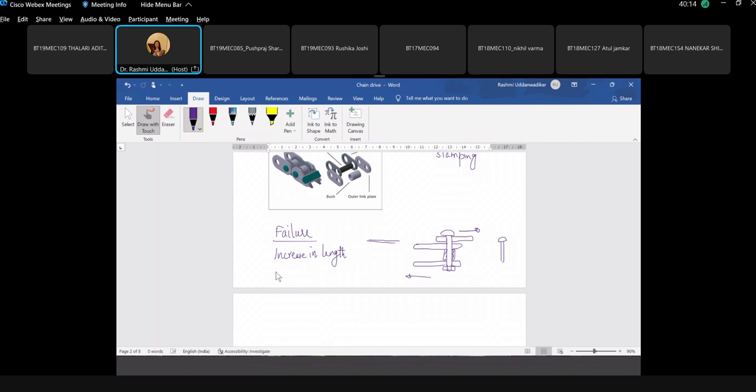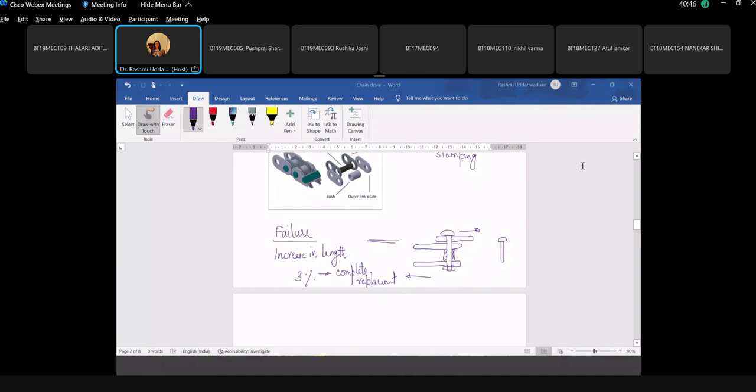So if the increase in the length is more than 3% of the total length, we say it has failed, and you have to completely replace the chain. Complete replacement is required. After the increase in the length by 3%, we cannot wait further for a link to fail or a pin to fail. And so it is said that failure is only by increase in the length.